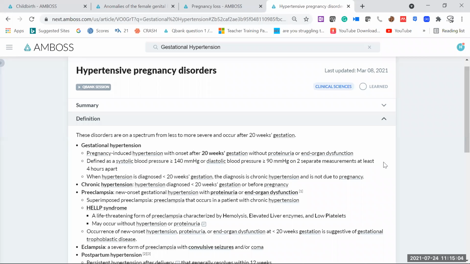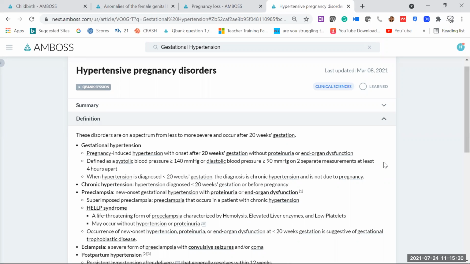But if the patient presents to you after 20 weeks with two readings of increased blood pressure, then we can say it's a gestational hypertension. Then we can say, okay, this hypertension is now in you because of the developing baby. It's not because of your body. It's not because you have previously had hypertensive history. No, it's just because of the baby. So then we can say it's a gestational hypertension.